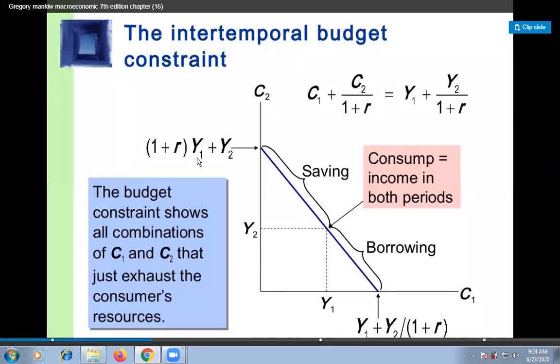Y1 will be invested, and he will earn benefits on Y1. Y1 plus Y1 into R. That is the total income and interest payment on Y1.